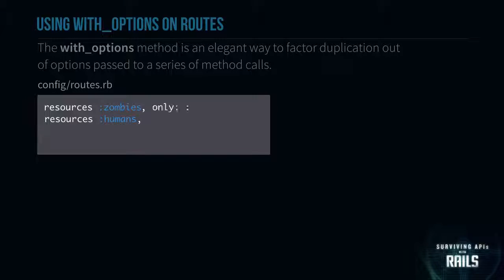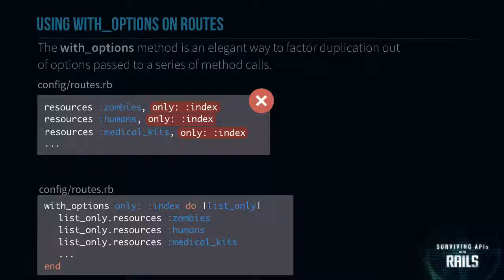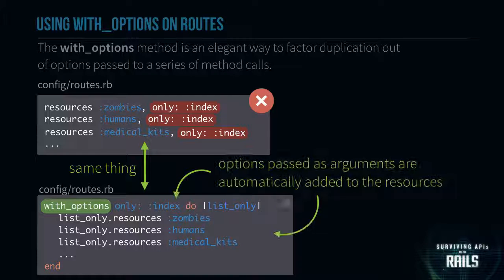Here in this routes file, you can see that we're using the same restriction over and over again. The with options method is an elegant way to remove duplication out of our routes file. Here you can see we're calling with option with only index as an argument. The arguments are automatically added to the resources inside of that block.